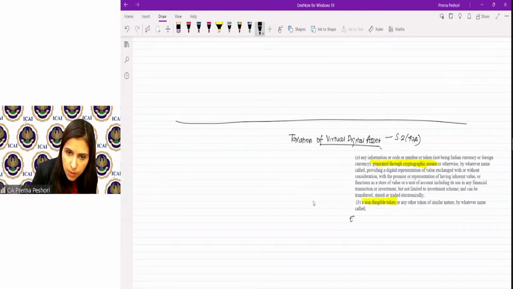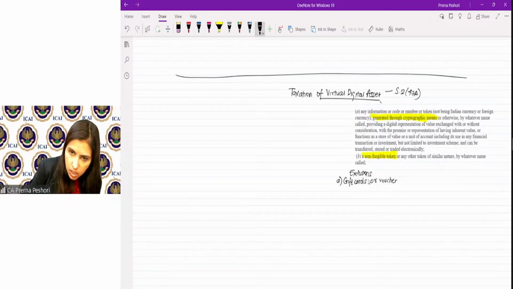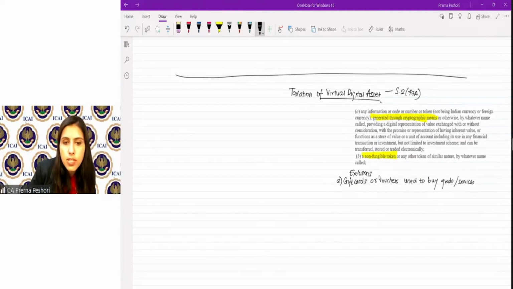What are the exclusions from that? So exclusions are gift cards or vouchers used to buy goods or services. So you get these gift cards, Myntra gift card, Amazon gift card. Those are not virtual digital assets because there were apprehensions that this may be classified as virtual digital assets. So they have just excluded it.